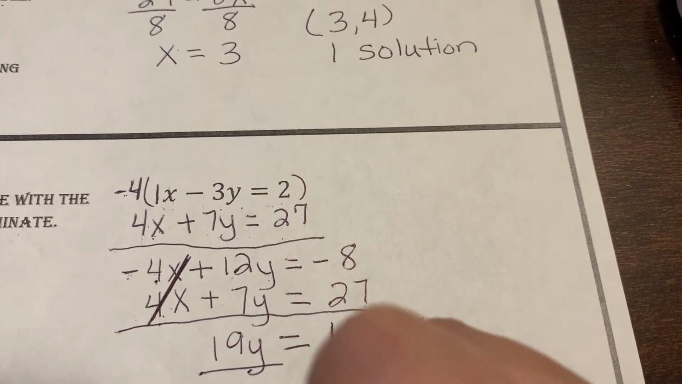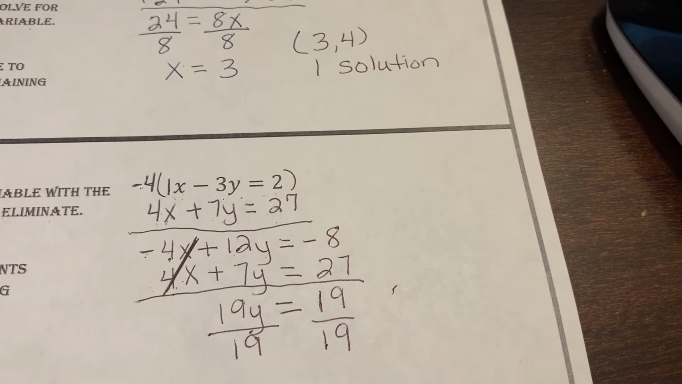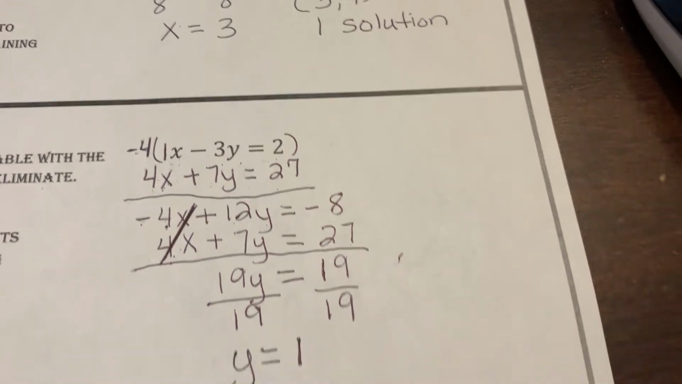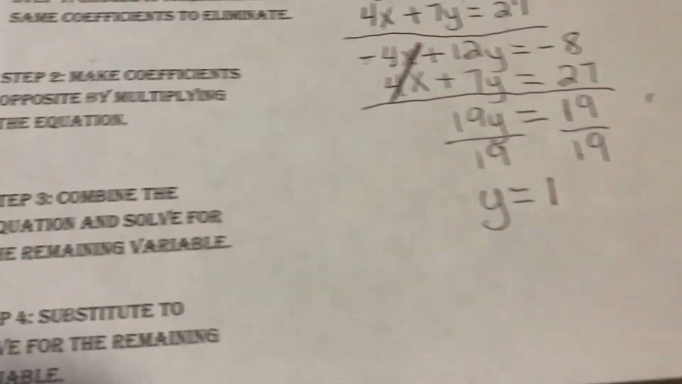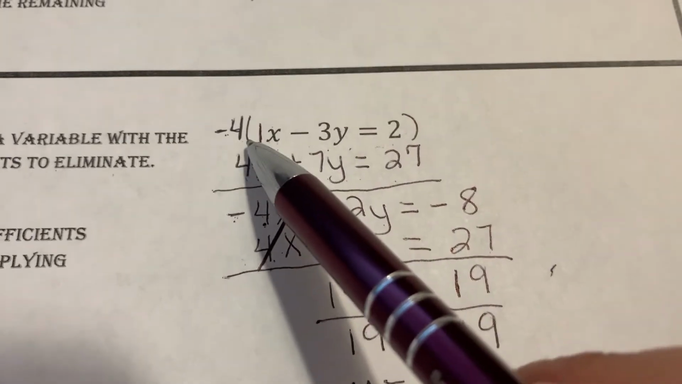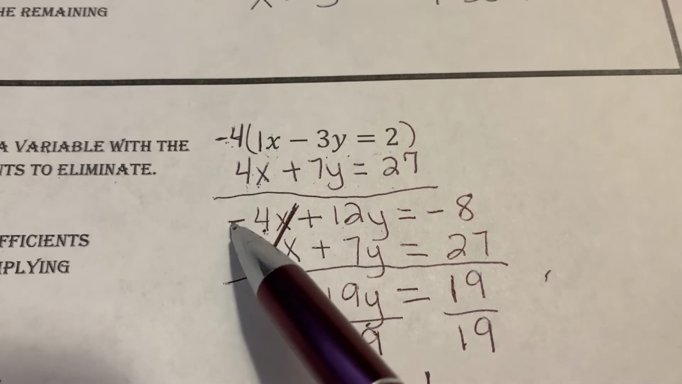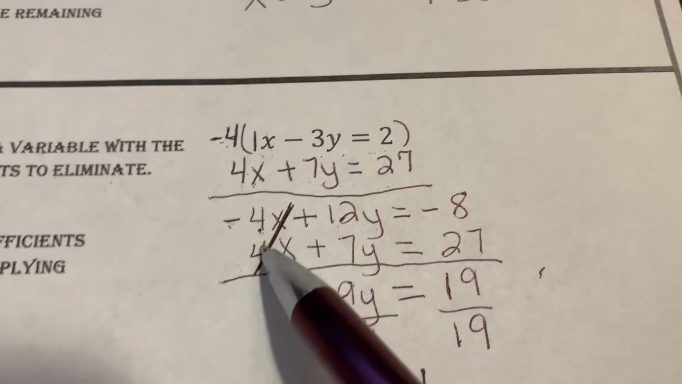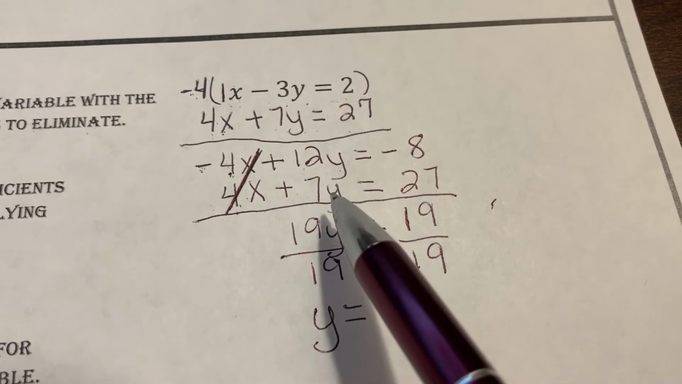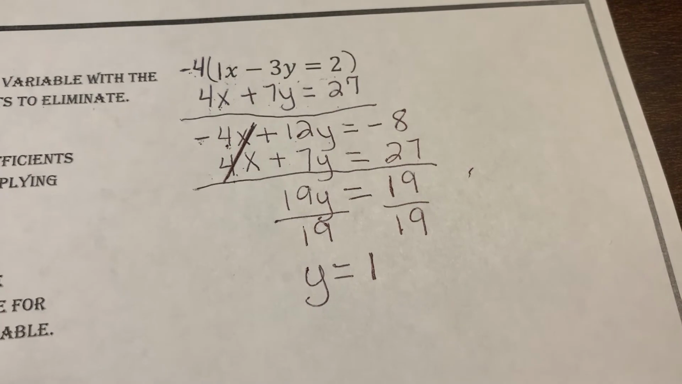And then of course you get rid of that coefficient by dividing by 19. And so my y value is equal to 1. Okay, so that is all of step 3. Again, we multiplied by a -4 so that we can get a -4, so that way we can eliminate this variable. And then we combined the like terms and we solved for y.